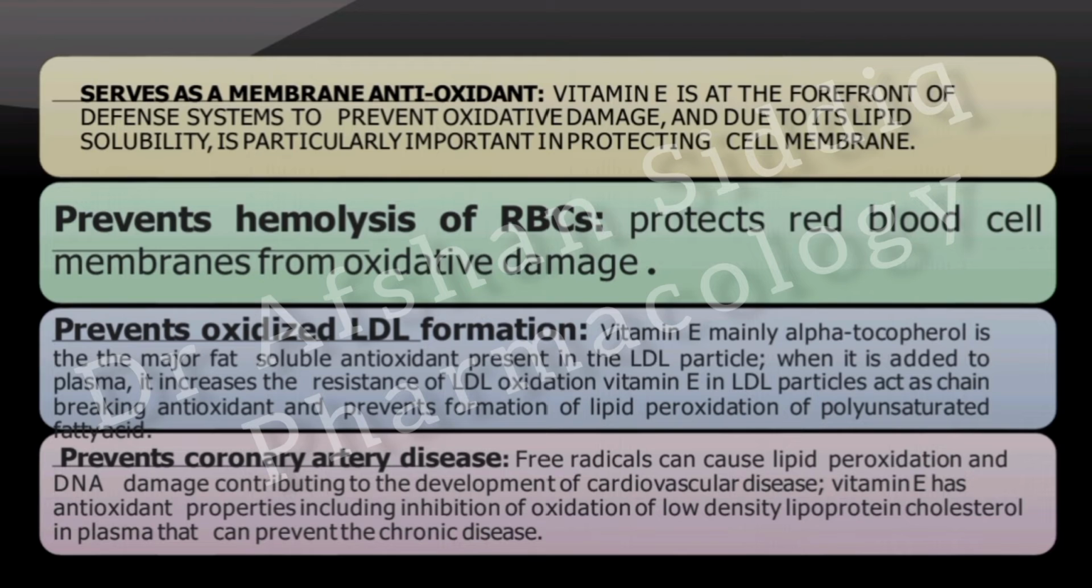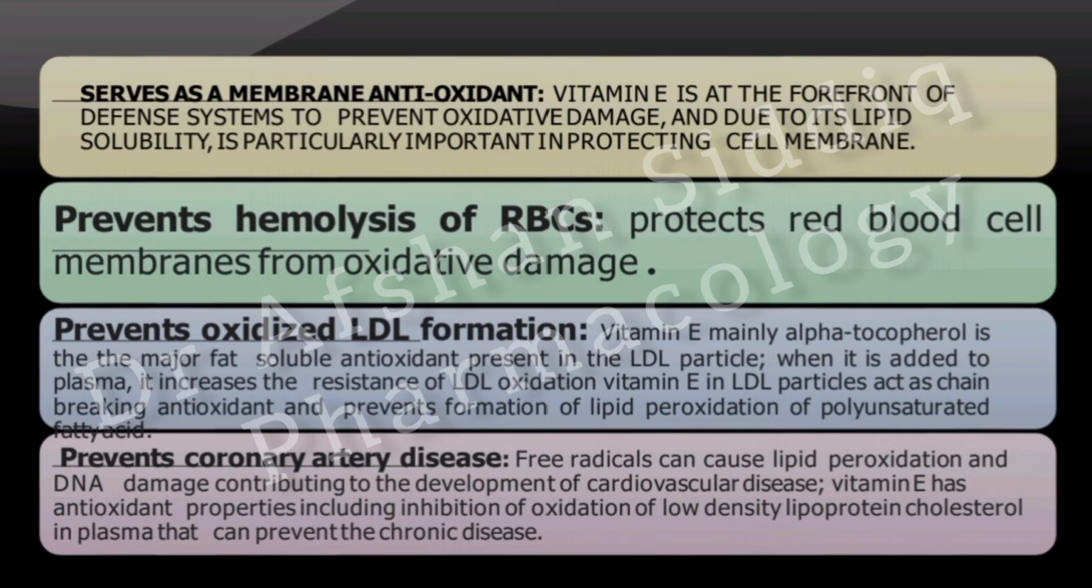Third function is it prevents oxidized LDL formation. What is the role of oxidized LDL formation? Once LDL is oxidized, it will make a plaque within the vessel, and ultimately it narrows the coronary arteries and other small arteries which are supplying blood to the different organs as well as to the heart. Coronary है तो it is supplying blood to the heart. So once it is narrowed, it will develop ischemic heart disease, and if it is left untreated, it will result in myocardial infarction or heart damage. So this is the function of vitamin E, that it prevents oxidized LDL formation. How? It will itself oxidize and keep LDL in the reduced form.